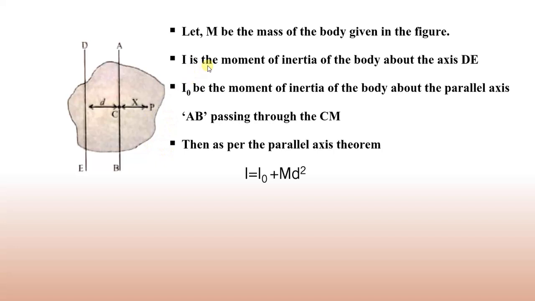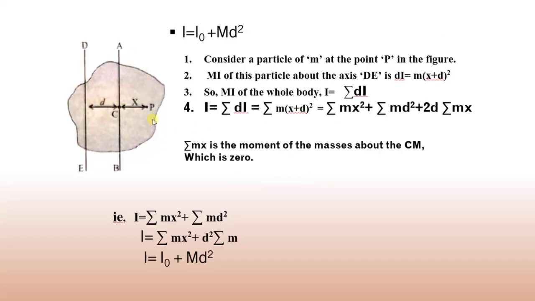Now let I be the moment of inertia of the rigid body about the axis DE, and I0 the moment of inertia about the axis AB. Then we know the parallel axis theorem states that I is equal to I0 plus M d squared. M is the total mass of this body, d is the perpendicular distance between these axes. That is, I is equal to I0 plus M d squared.